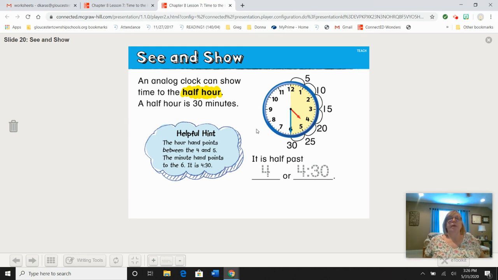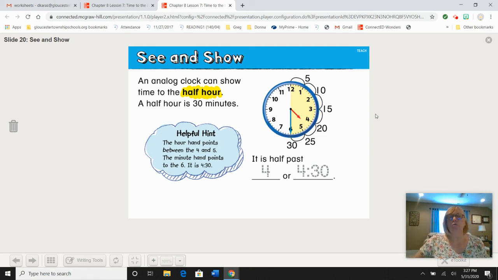All right. An analog clock can show time to the half hour. And they did a much nicer job drawing their numbers than I did. And a half hour is 30 minutes, which is something we've already discussed. Now, the helpful hint: the hour hand points between the 4 and the 5, and the minute hand points to the 6. Here it's coming off of the 4 because it had been 4 o'clock, and it moved 30 minutes. So it is half past 4 o'clock or 4:30.